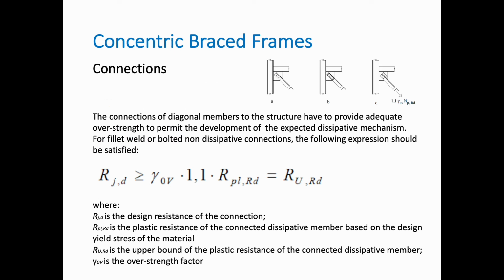When it comes to the connections of the concentric braced frames, these connections have to provide adequate overstrength to permit the development of the expected dissipative mechanism, the plastic hinge, and the fillet weld or bolted non-dissipative connections. The following expression should be satisfied: the design resistance of the connection should be greater or equal to the overstrength factor times 1.1 times the plastic resistance of the connected dissipative member based on the design yield stress of the material, and that is equal to the upper bound of the plastic resistance of the connected dissipative member.